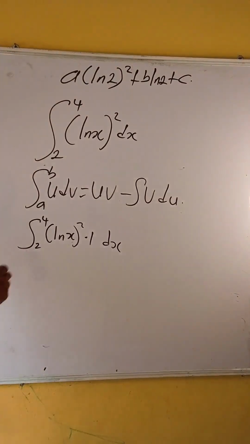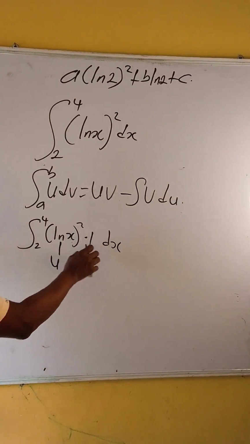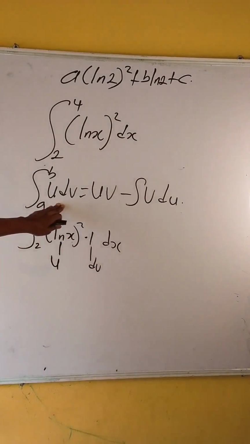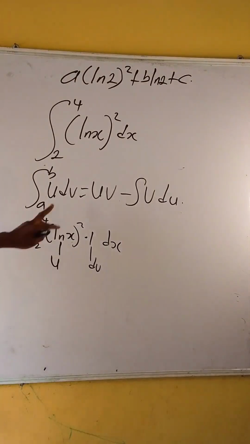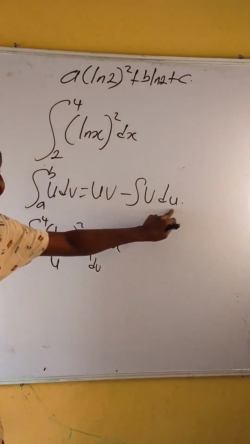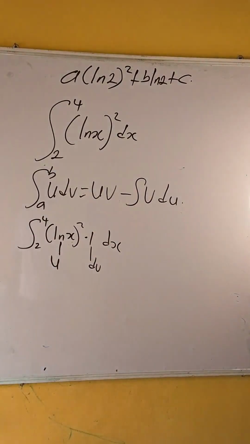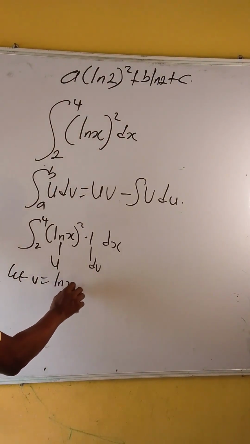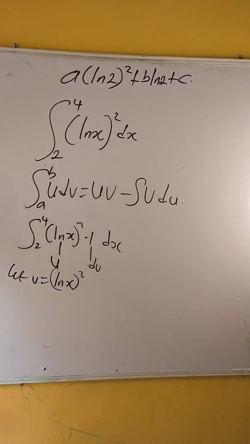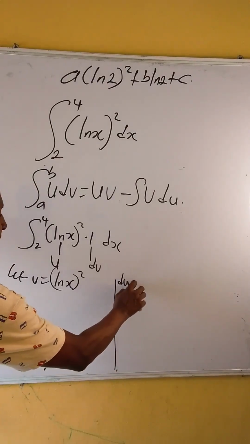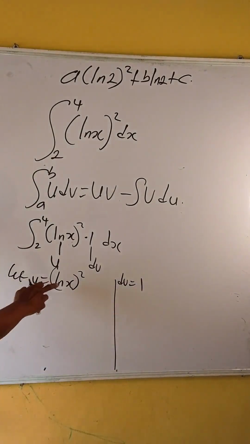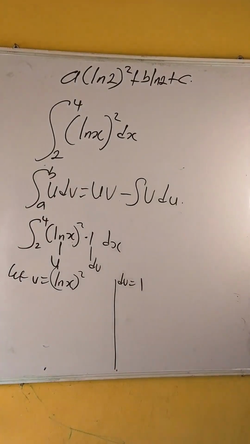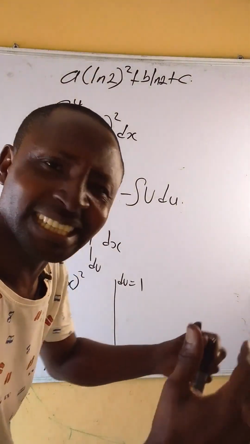So now the first step is that you make your u this and you make your dv this. Now if you have your u, you can see you have du here. It means you have to differentiate your u. So how do I differentiate? Let u equal (ln x) all squared. I will fix my dv here: dv equals 1. To differentiate (ln x) all squared, you have to use the chain rule in differentiation.